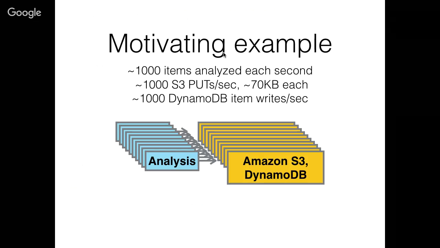On average, these items are about 70 KB, and I also was storing a record of the file name and the time and stuff into Dynamo for each of these items. So I was making roughly 1,000 DynamoDB item puts and 1,000 S3 puts every second. And that was working okay.